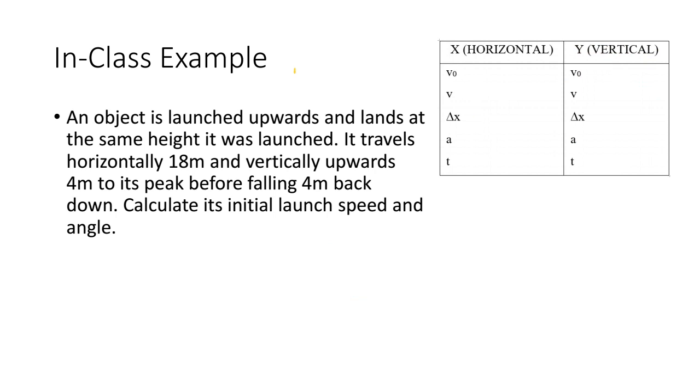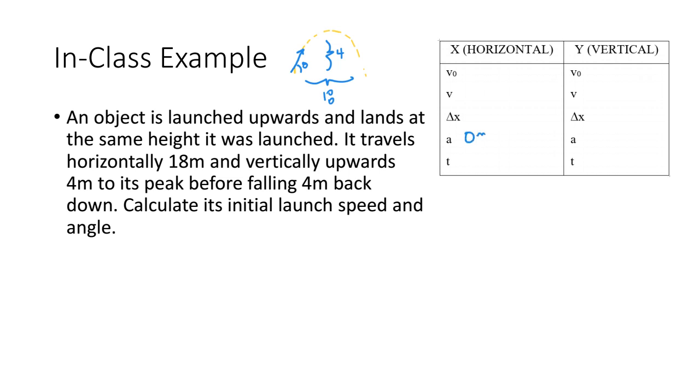An object is launched upwards and lands at the same height from which it was launched. It travels a distance horizontally of 18 meters and a vertical distance of 4 meters to its peak before falling 4 meters back down. What is the initial launch speed and angle? Let's start by filling in what we know.